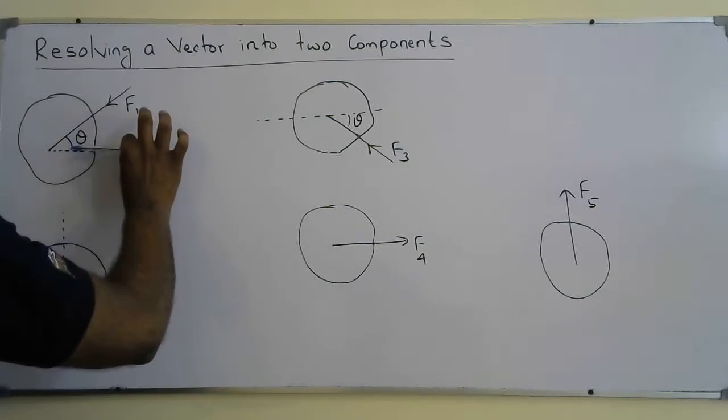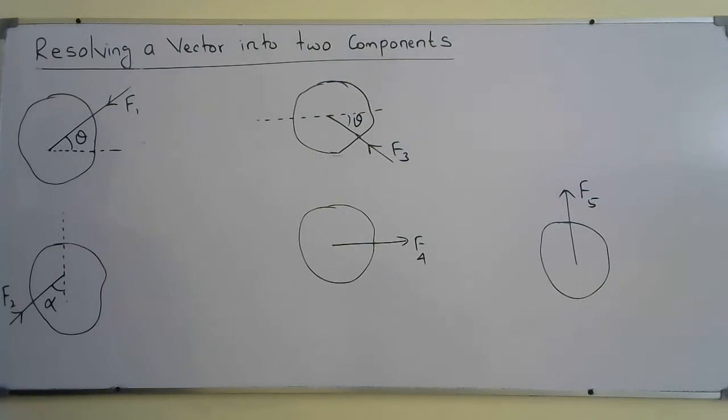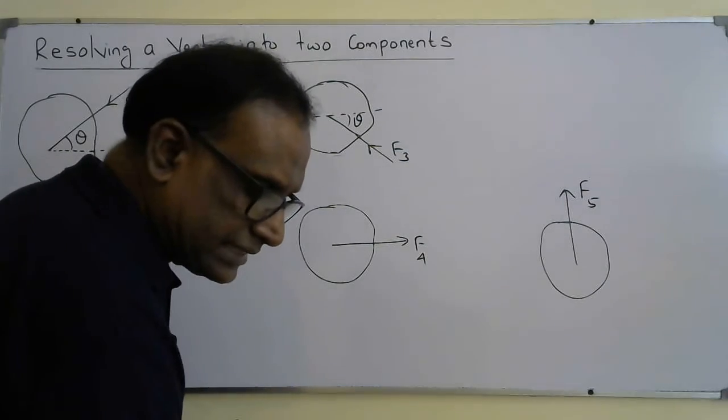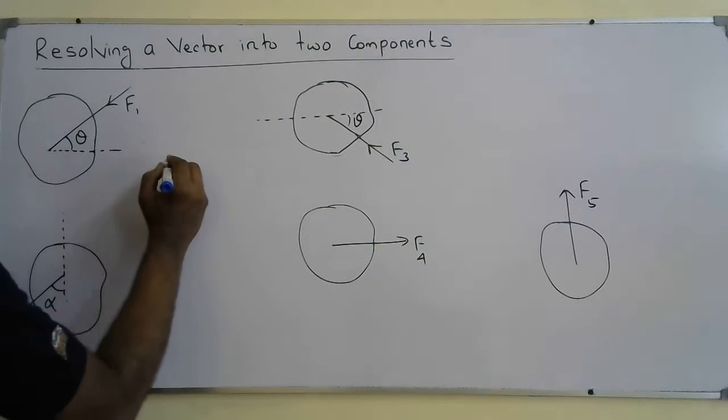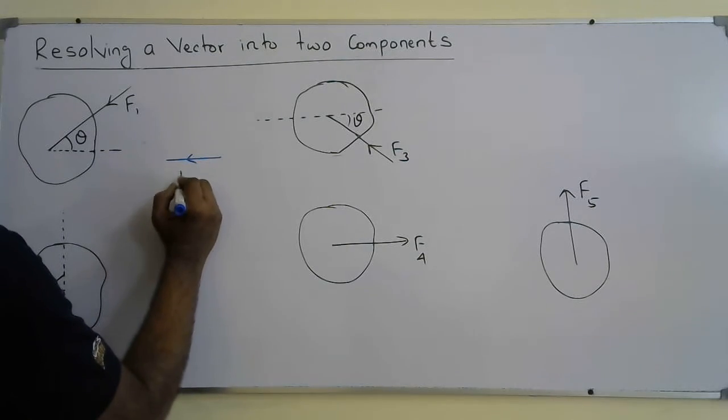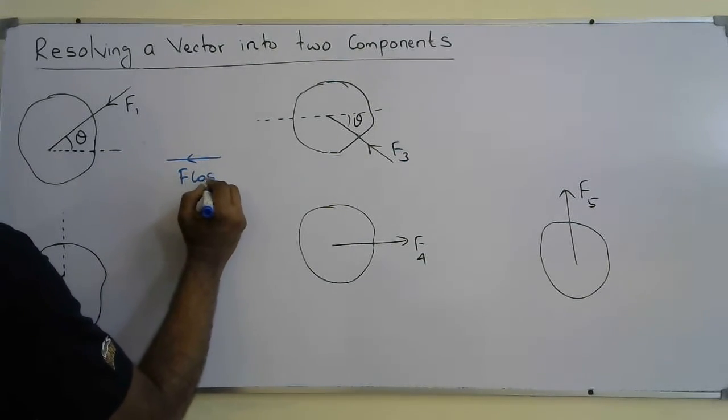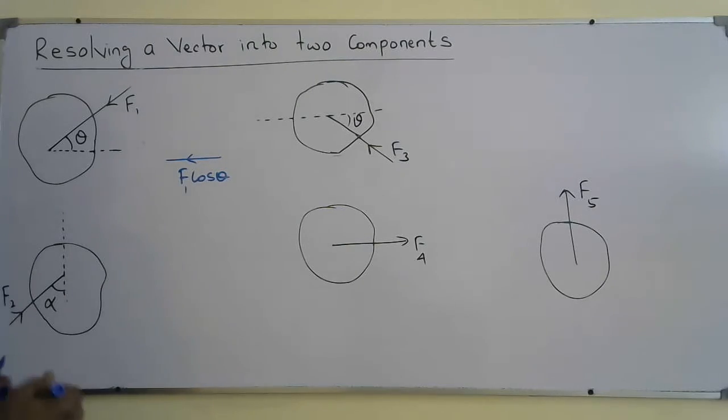Close it will be cos, and it's pointing to the left. So its horizontal component will be towards the left: F1 cos theta.